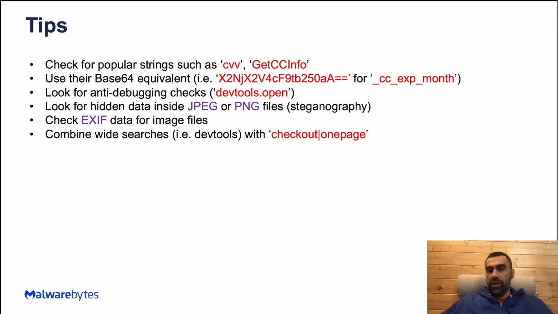And we've talked a lot about HTML and JavaScript files, but what we've seen also as a trend is for skimmers to be hidden within image files, so JPEG or PNG files. There are different techniques. Steganography is one of them, as well as putting JavaScript code within EXIF data. So you may want to craft a search that looks for image files that have JavaScript in them, and you may be surprised by what you find.